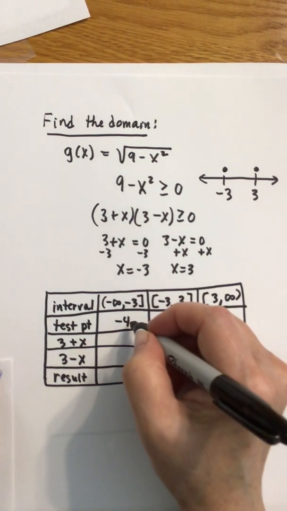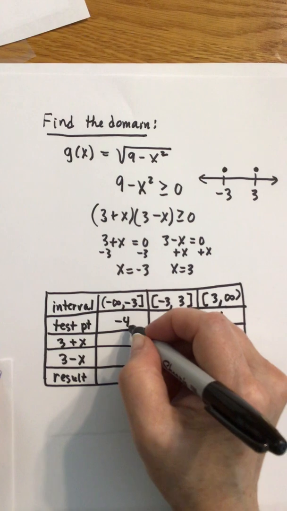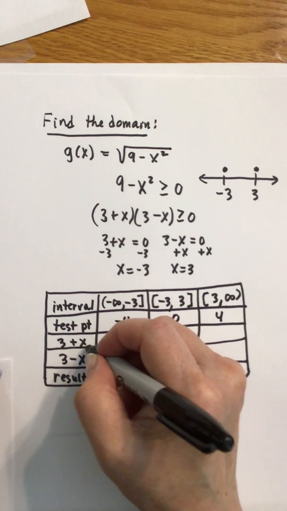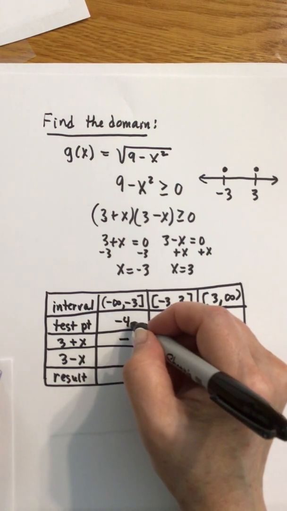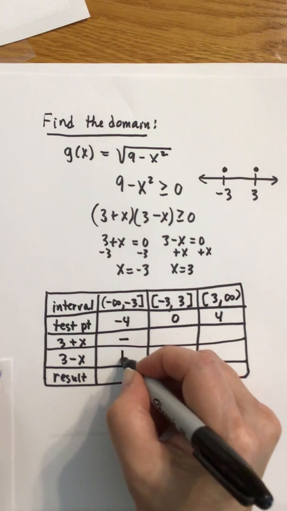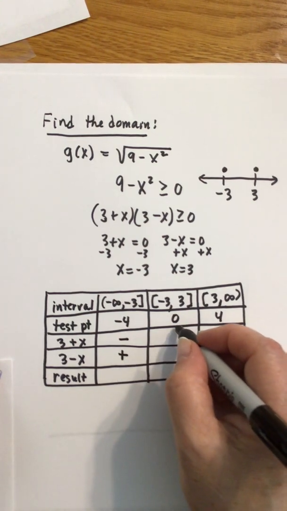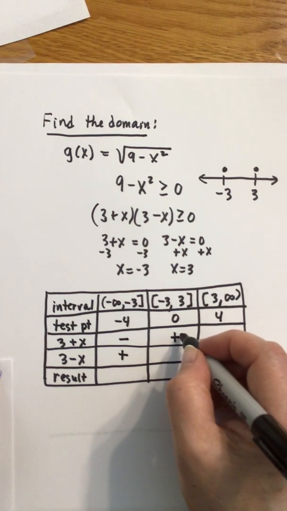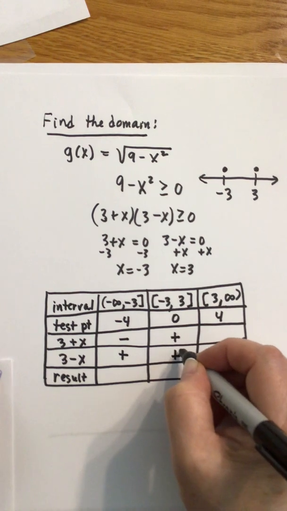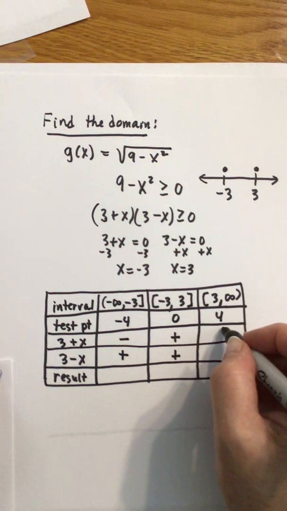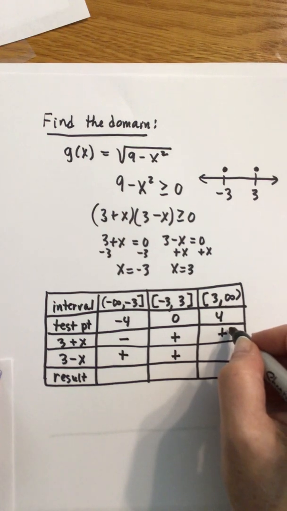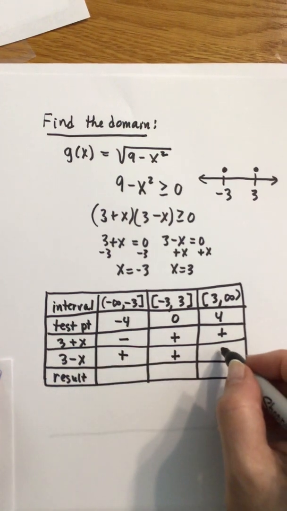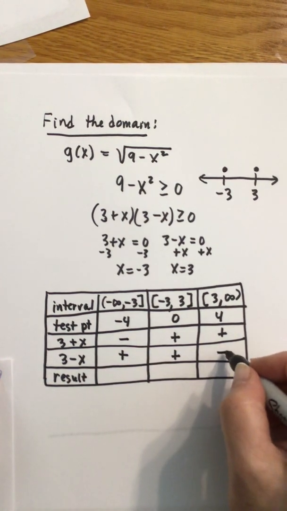So now we take the test points and plug them in. So 3 plus negative 4 is going to give me a negative 1. 3 minus a negative 4 gives me, minus a negative is plus, so that would give me a positive 7. Putting in 0 is going to give me 3 plus 0 is positive 3. 3 minus 0 gives me a positive 3. 3 plus 4 is 7, gives me a positive 7. 3 minus 4, remember again, I'm plugging into these factors over here. So I get 3 minus 4 is negative.